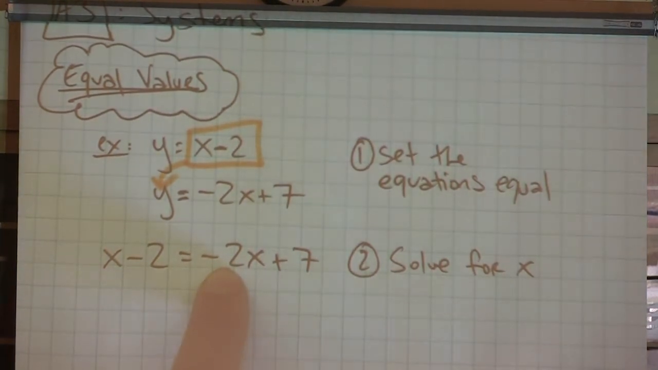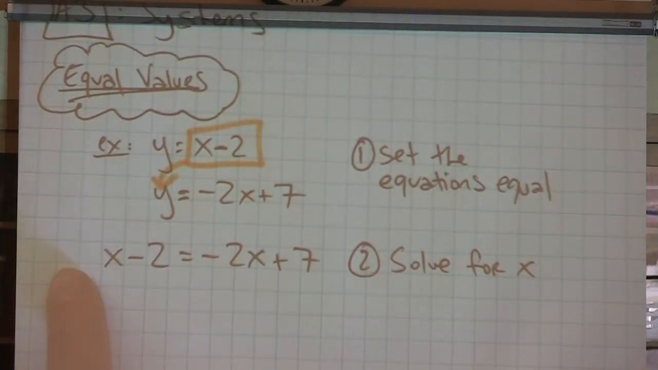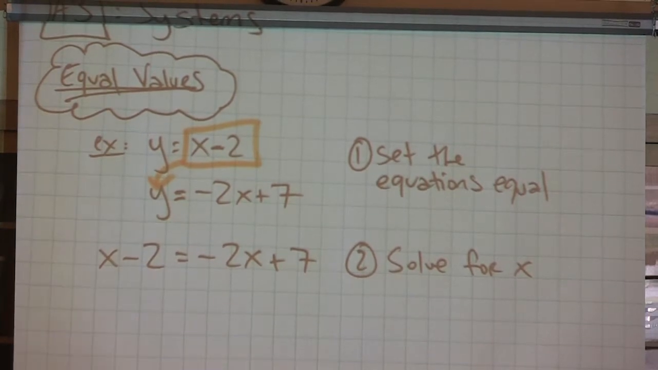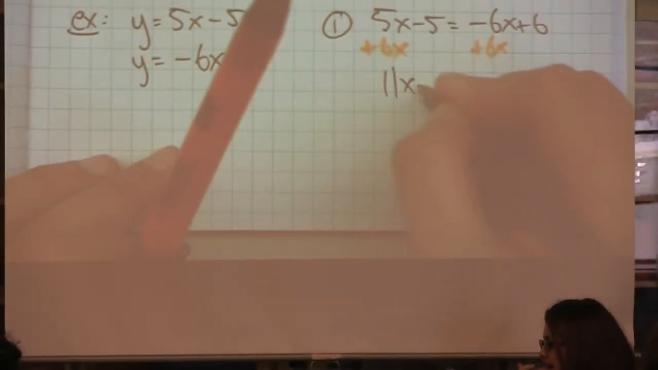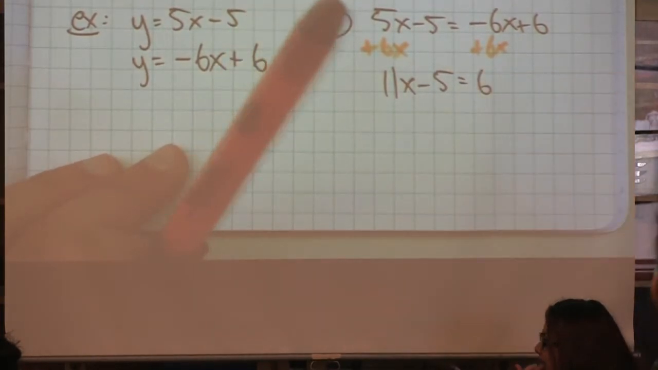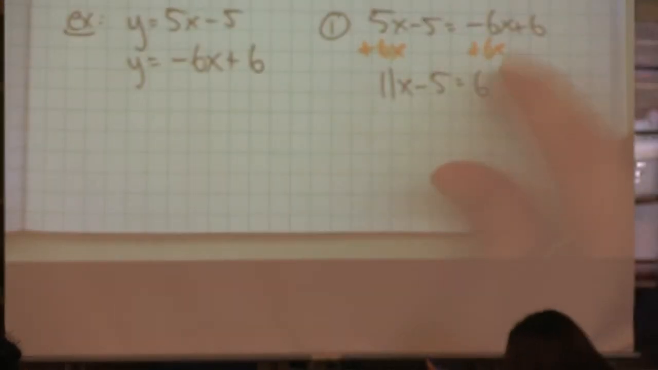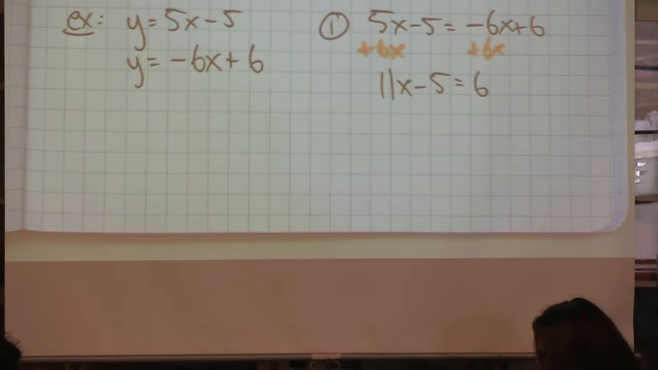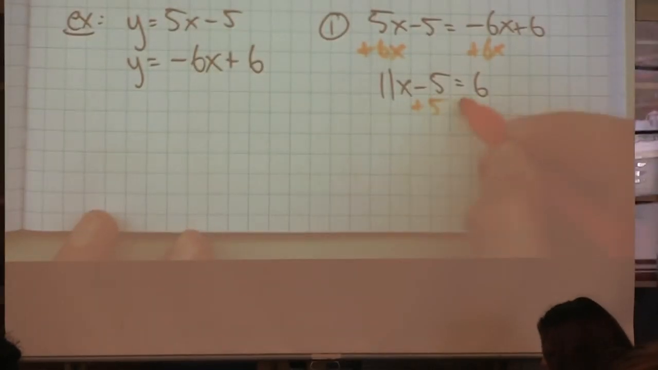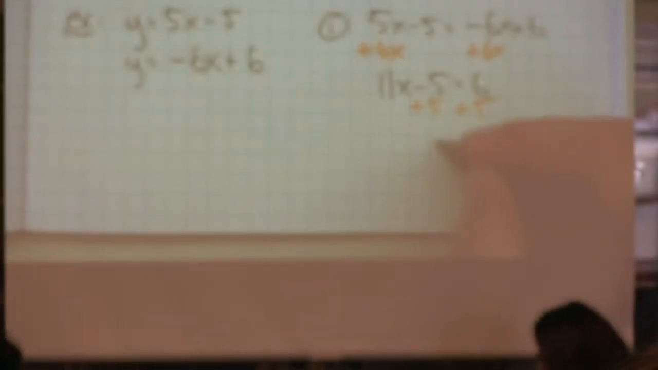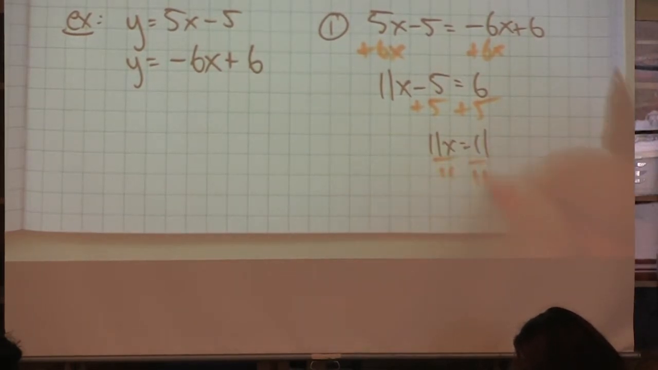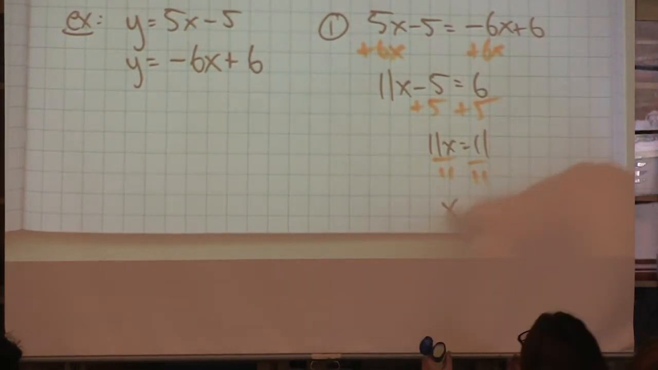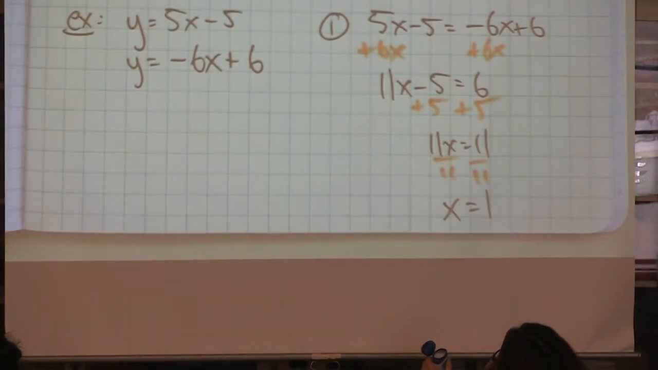Take 45 seconds. Flip that 2x over to the other side. So we have 11x minus 5 equals 6. I seem to always bring my x's to the left side if I can. Now I need to add 5. I get 11x equals 11. So I divide by 11 and get x equals 1.